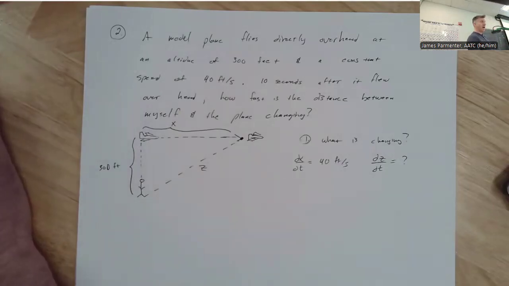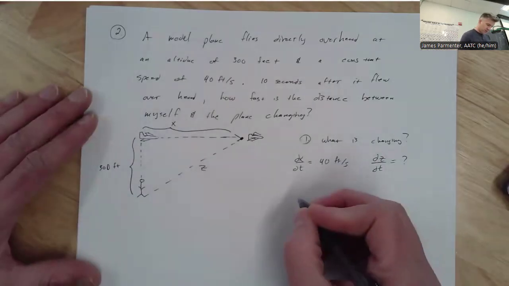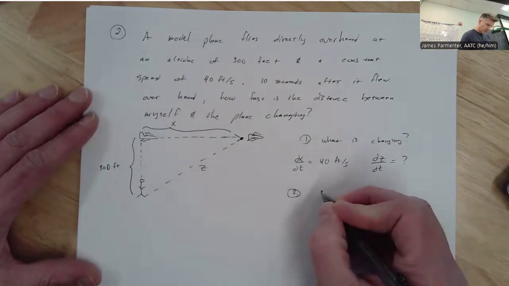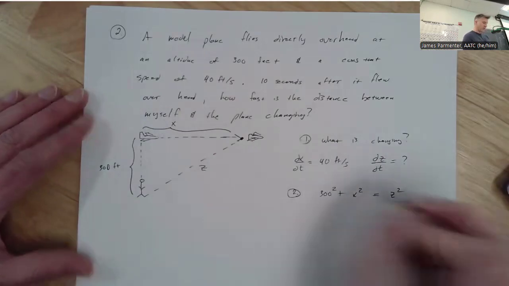All right, now we write the equation relating the variables that are up there. And I see a right triangle, I'm thinking Pythagorean theorem. Sometimes it's similar triangles, but that's more like with a cone kind of thing. Here, we want an equation relating x and z, so it's going to be 300 squared plus x squared equals z squared.